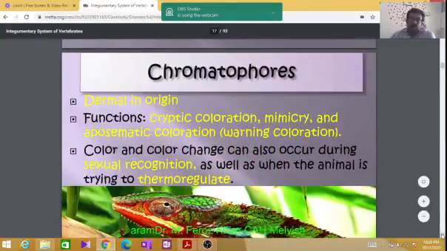Chromatophores. Many reptiles have chromatophores, color producing cells. They are dermal in origin. Cryptic coloration, mimicry, and aposematic or warning coloration are the functions. Color and color change can also occur during sexual recognition, as well as when the animal is trying to thermoregulate.